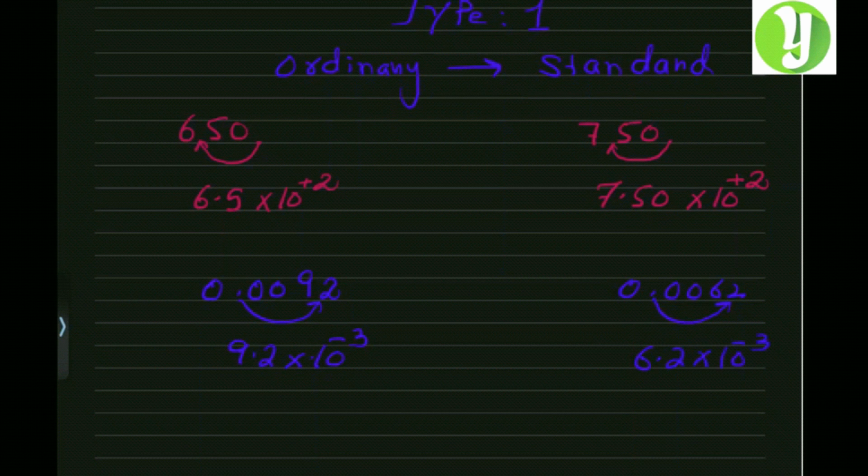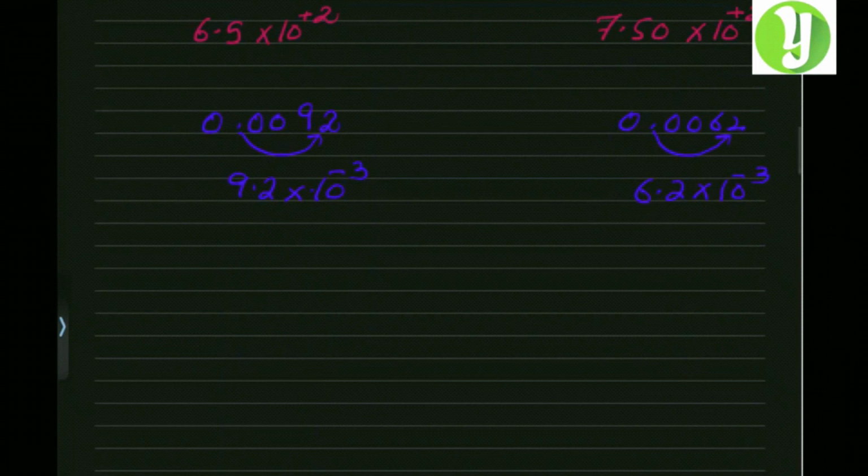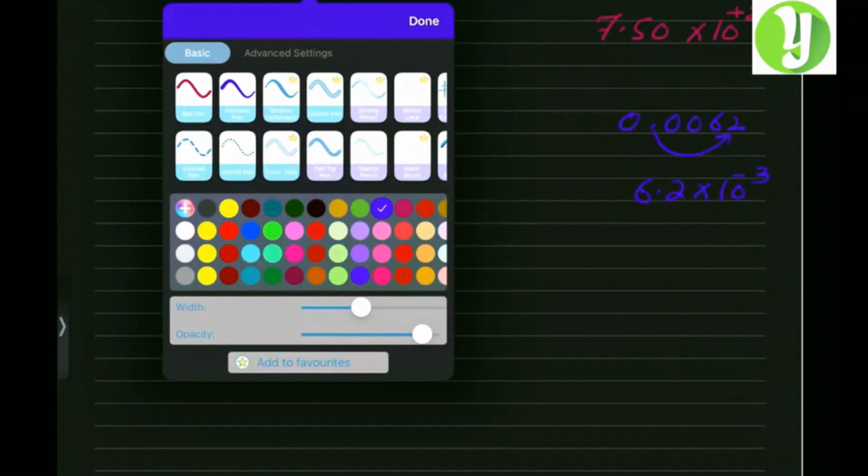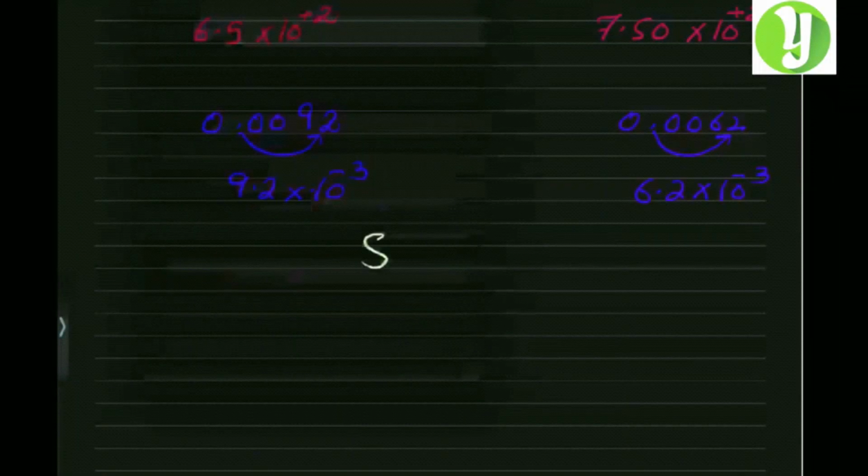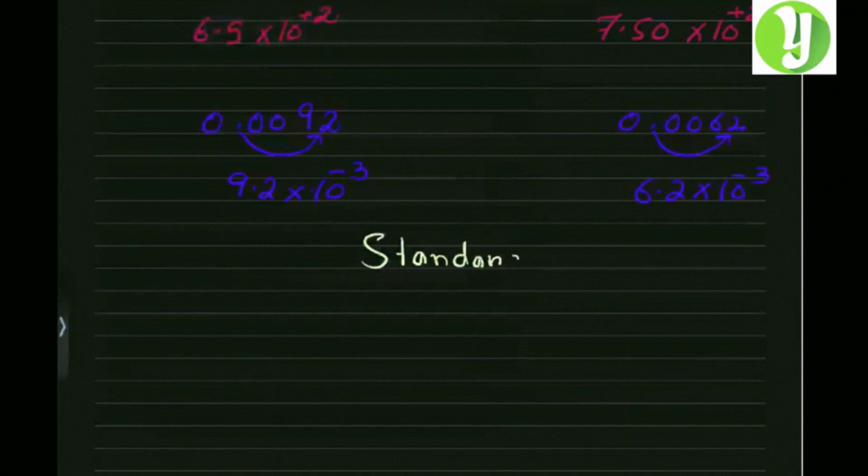Now that's the first type of question. It's all about how you can convert an ordinary number into standard form. The second type of question is how you can convert a standard form to ordinary. Okay, standard to ordinary.